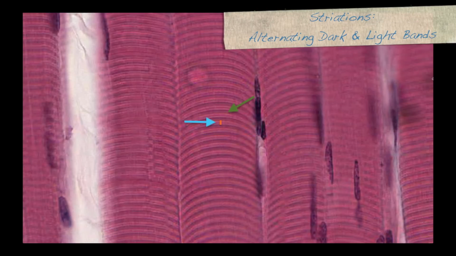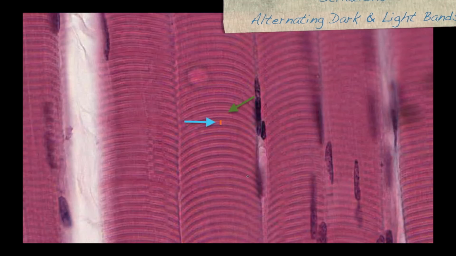Striations are a principal histologic feature of skeletal muscle. Striations are routinely evident in longitudinal sections of skeletal muscle prepared with H&E. Muscle striations appear as alternating dark and light bands.